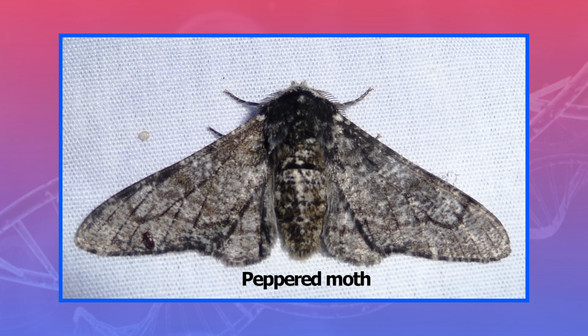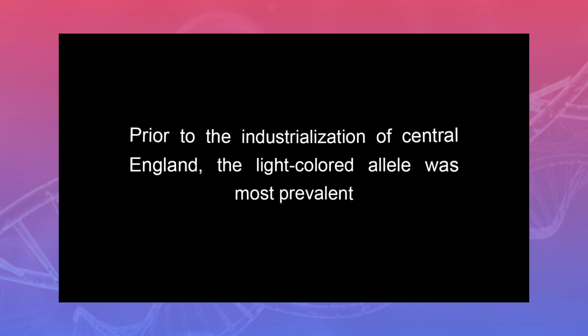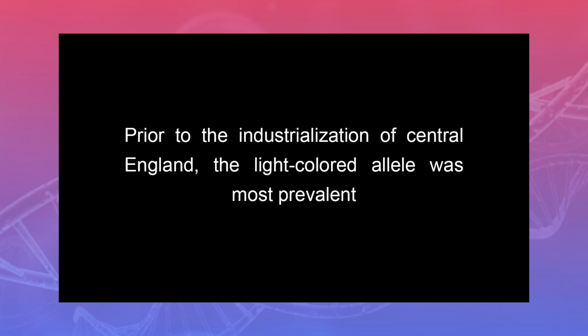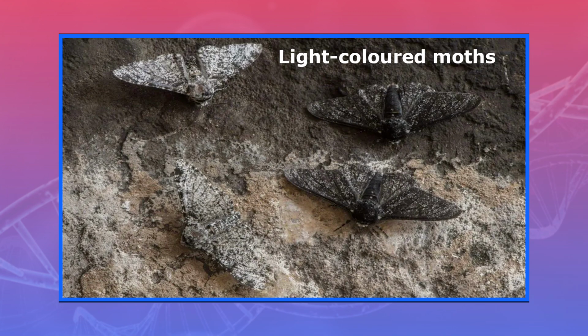The classic example which supports this theory is that of the peppered moth in England. The moth can be either dark or light colored. So prior to industrialization of central England, the light colored allele was most prevalent. The light colored moths would hide on the white bark trees and avoid bird predation.